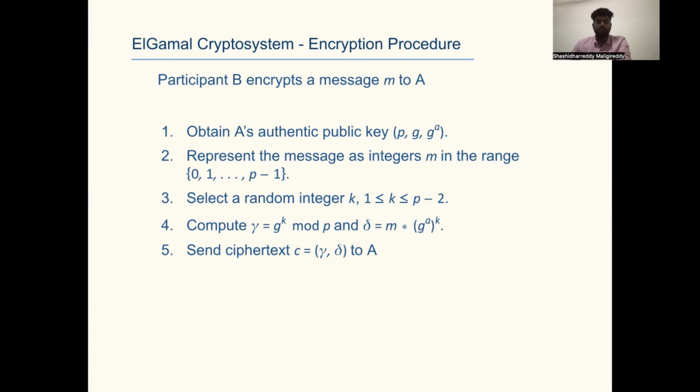And we have to compute gamma equals g power k mod p, and delta equals M times g power a power k. We get the ciphertext, and we have to send the ciphertext to A.